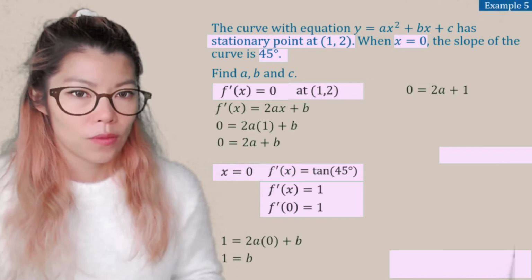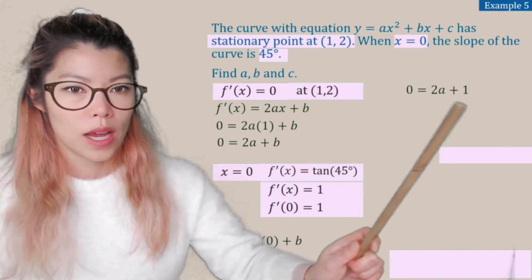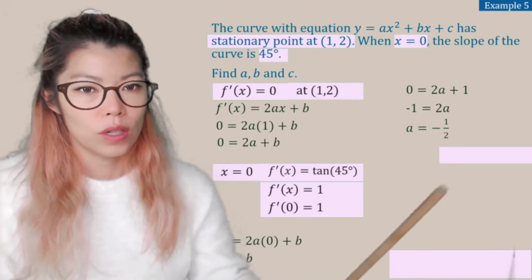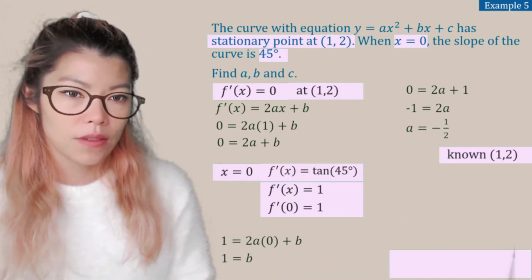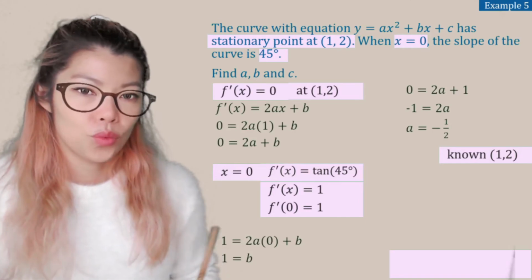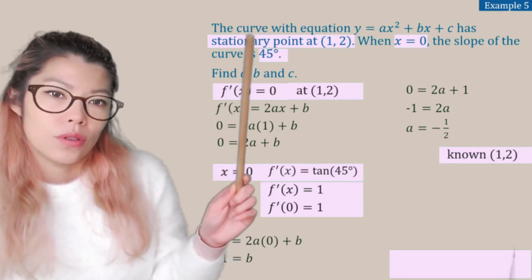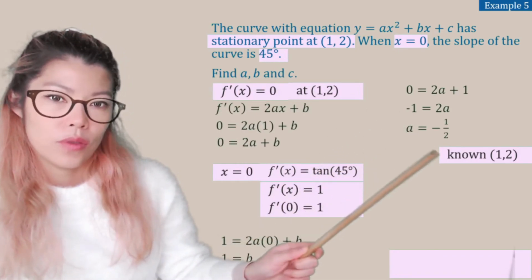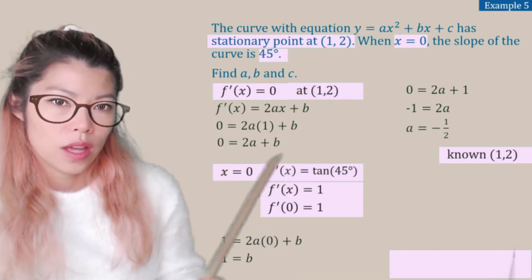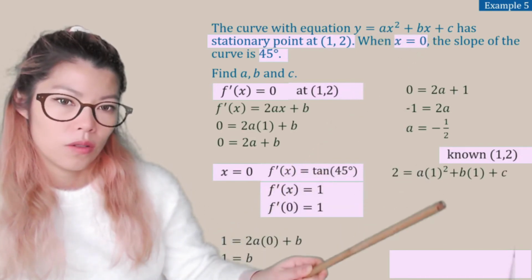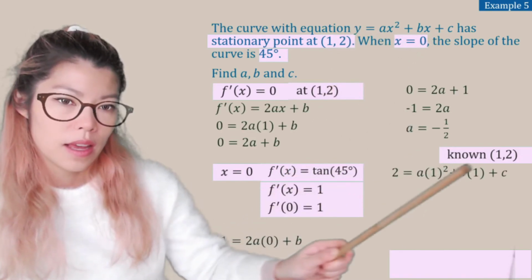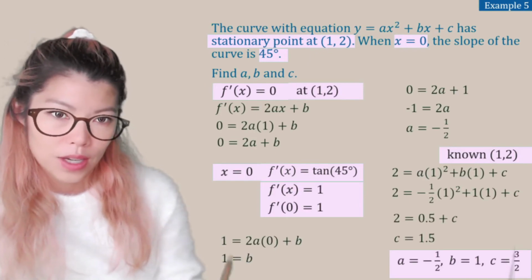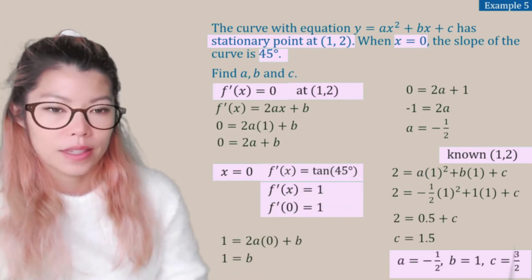So we can plug that in to find what a is. So 2a is equal to -1, -1 divided by 2, or in other words, -1/2. So a is -1/2 and b is 1. What is it asking for? Find a, b, and c. So we have a, we have b, and we know that there's 1, 2 there. So we can plug that in, 1 and 2 is our y, to find what c is. And c is equal to 1.5. So now we have a, b, and c.